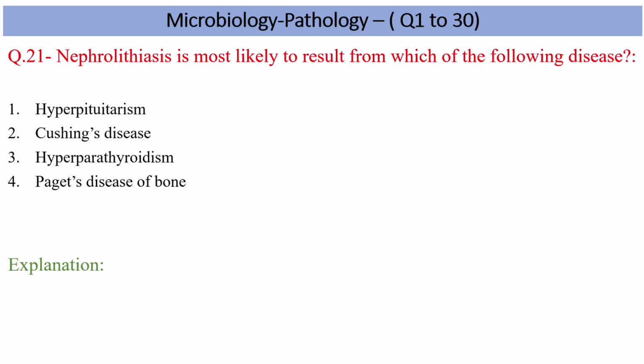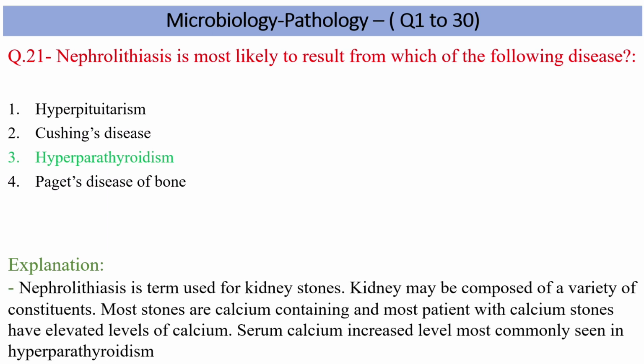Nephrolithiasis is most commonly the result of which of the following diseases? Hyperpituitarism, Cushing disease, hyperparathyroidism, Paget's disease of bone. Correct option is hyperparathyroidism. Nephrolithiasis is the term used for kidney stones. Kidney stones may be composed of a variety of constituents. Most stones are calcium containing, and most patients with calcium stones have elevated levels of calcium. Increased serum calcium is most commonly seen in hyperparathyroidism.